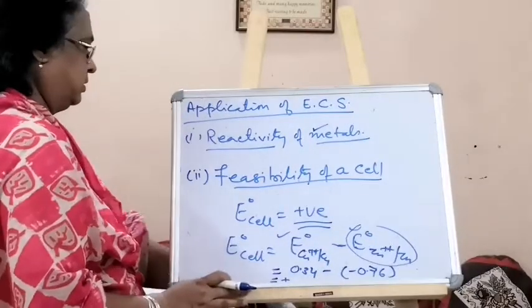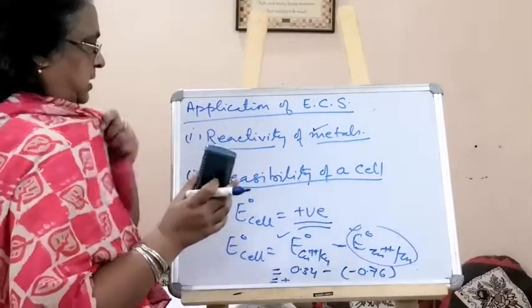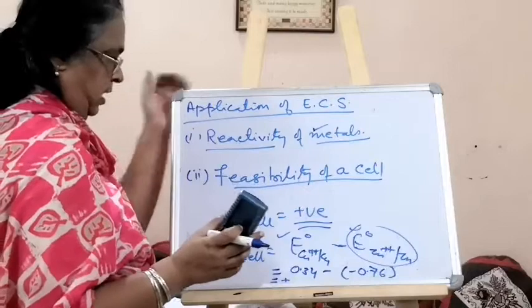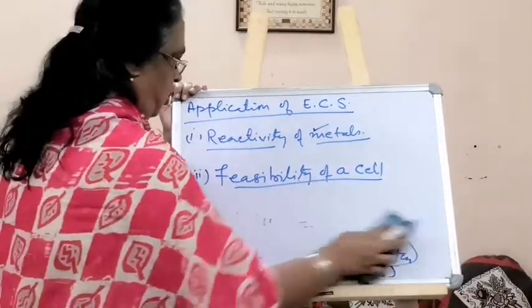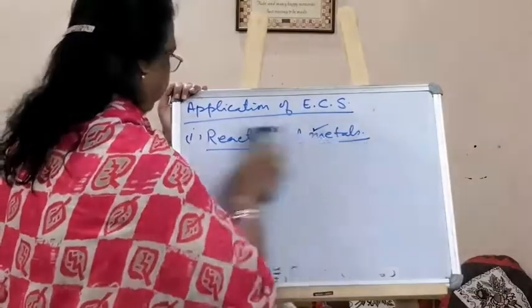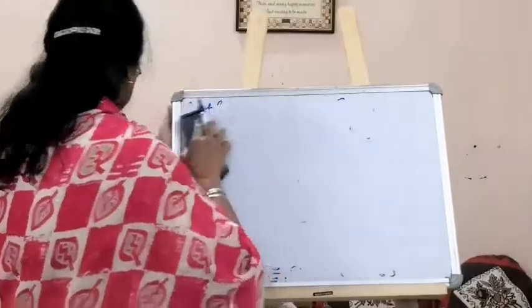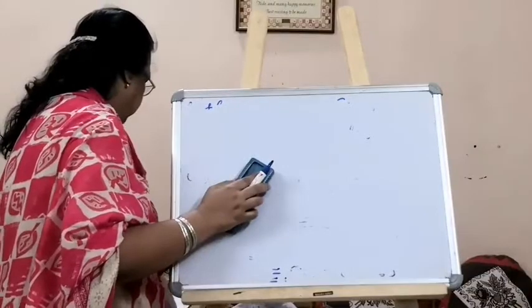Feasible means it will work. It will continue easily to produce current. But if the value is coming negative, then the cell will not be feasible. It will not work.